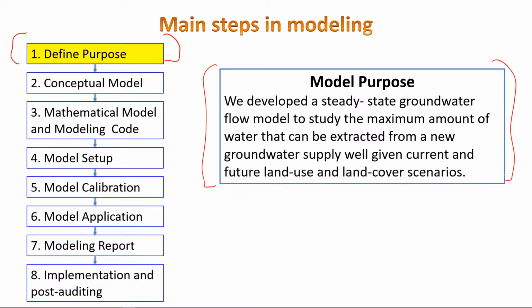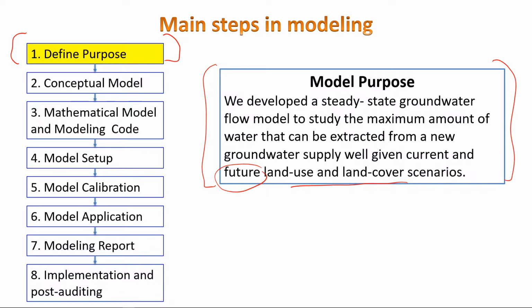So what does this mean? This means I need data to build my conceptual model, like geological data, hydrogeological data, flow data, boundary condition data, data about the river and river stage, and so on and so forth. But I also need land use and land cover data, current one and future one, to test this future scenario. So this would be part of the data that I will need.